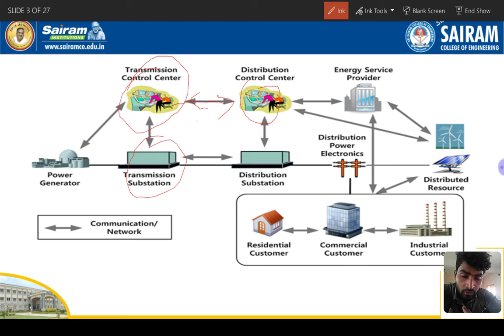If you go back 10 years, definitely one-way communication would be there, but at present it is two-way communication. How much power supply is required, how much power is being generated, what is the requirement, how much power is being consumed, and how much is being wasted. All of that is monitored and measured using a two-way communication system through these control centers.